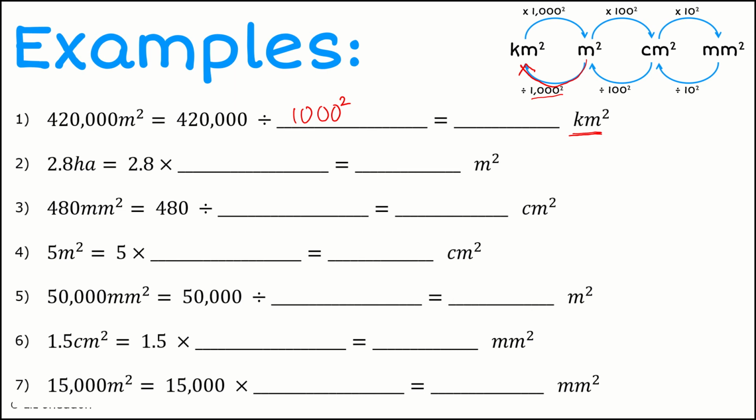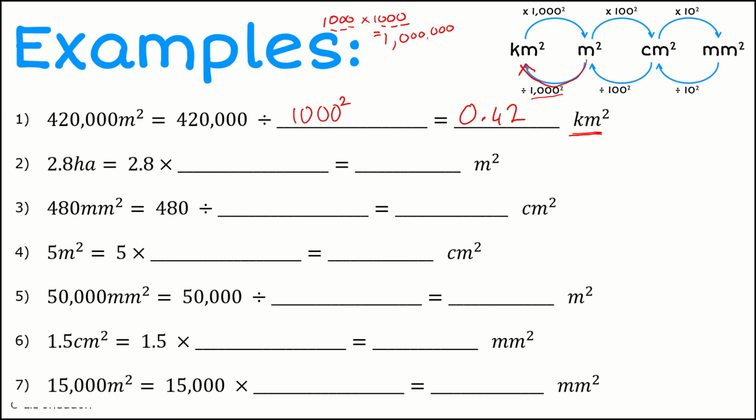This is when I get my calculator out and put that in. Or if you want to understand what that's doing, 1,000 squared is 1,000 times 1,000, and that gives 1, 2, 3, 4, 5, 6 zeros. So it's a 1 with 6 zeros, that's a million. So I'm doing 420,000 divided by a million, and that is going to give me an answer of 0.42 kilometres squared.